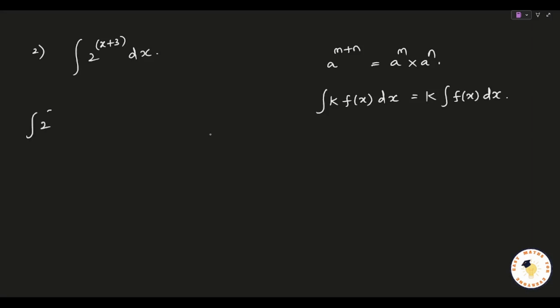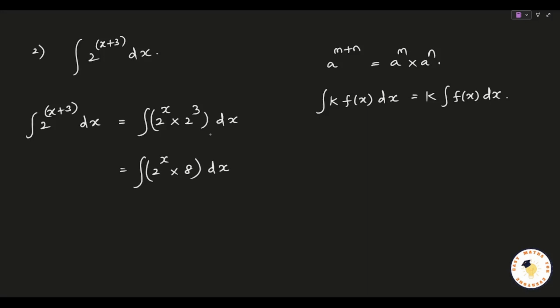Let us take the given sum, 2 to the power of x plus 3 dx. We can split this with the laws of exponents: 2 to the power x multiplied by 2 to the power 3 times dx. This can be further written as 2 to the power x times 8 into dx. Of course, you know 2 to the power 3 is 8.